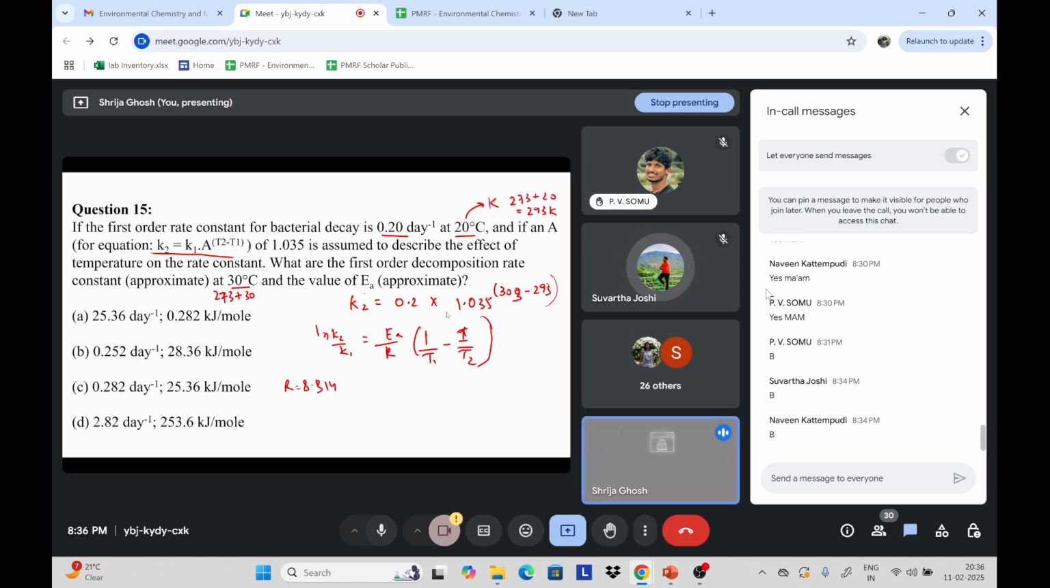Please do not unmute your mic unless you have a question. So all of you have solved it for option B. I think there's some calculation mistake that all of you have made. Just recheck your calculation again.